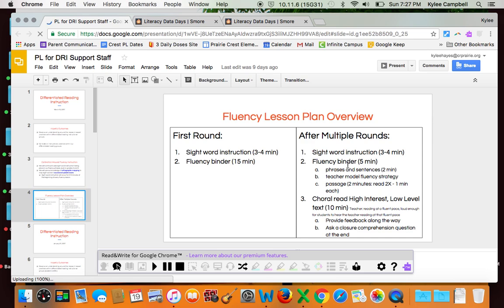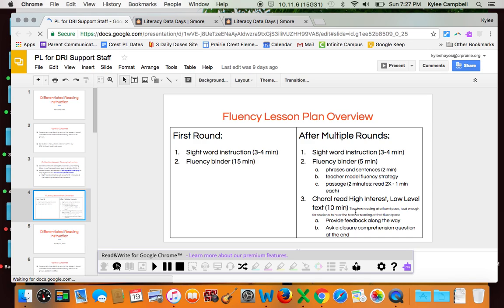You'll spend just about 2 minutes reviewing the phrases and sentences. As the teacher, you'll model the strategy within the binder, whether that's smoothness or phrasing, for a brief 30 seconds with the passage in the binder, and then delve into the passage for about 2 minutes. So again, you're using that binder, but with a slight adjustment, for only about 5 minutes.